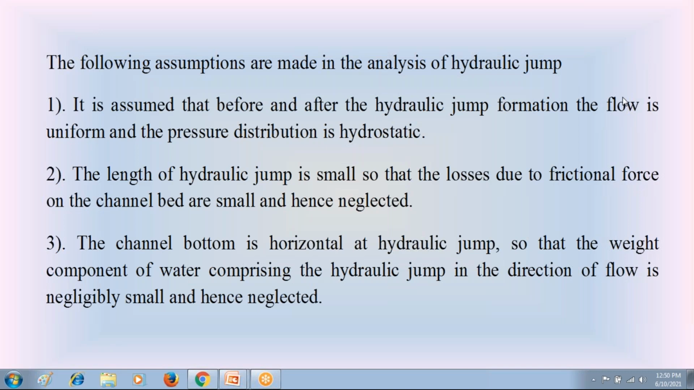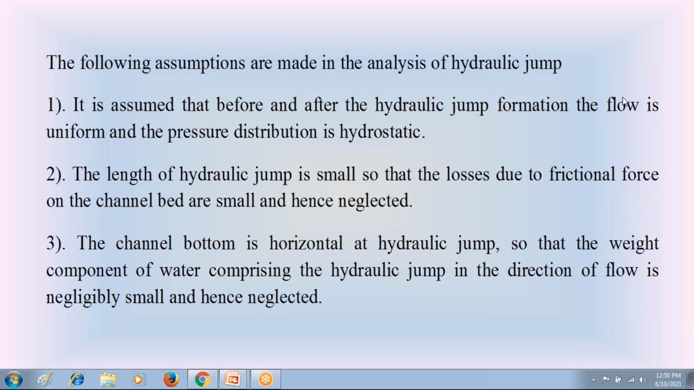If we have doubts, students, about this analysis of hydraulic jump, what is that first assumption? Before the hydraulic jump and after the hydraulic jump, we assume the water flow is uniform. So the pressure distribution before and after the hydraulic jump is hydrostatic pressure distribution. That is the first assumption. Second assumption, the length of the hydraulic jump is small, so we neglect the friction force, capital F subscript small f.